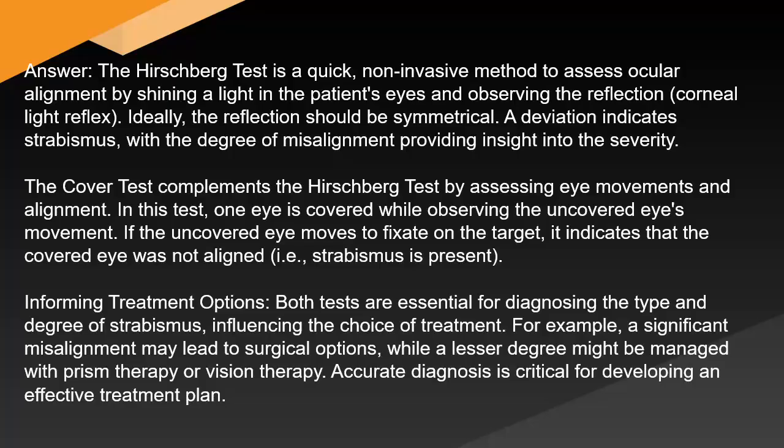The cover test complements the Hirschberg test by assessing eye movements and alignment. In this test, one eye is covered while observing the uncovered eye's movement. If the uncovered eye moves to fixate on the target, it indicates that the covered eye was not aligned, i.e., strabismus is present, informing treatment options. Both tests are essential for diagnosing the type and degree of strabismus, influencing the choice of treatment. For example, a significant misalignment may lead to surgical options, while a lesser degree might be managed with prism therapy or vision therapy. Accurate diagnosis is critical for developing an effective treatment plan.